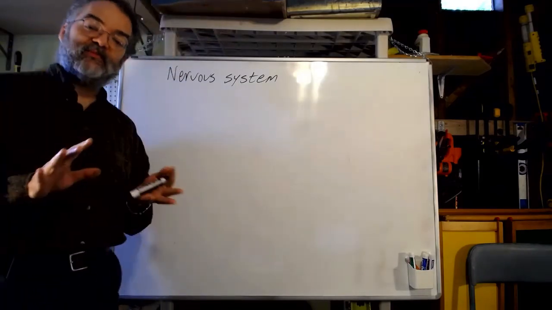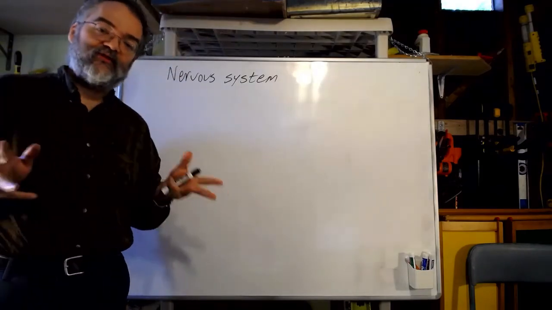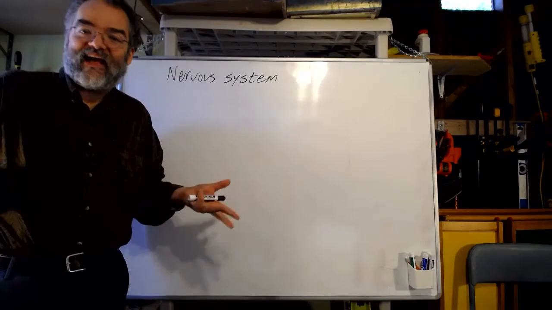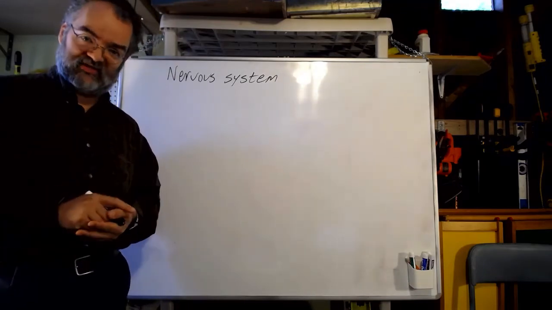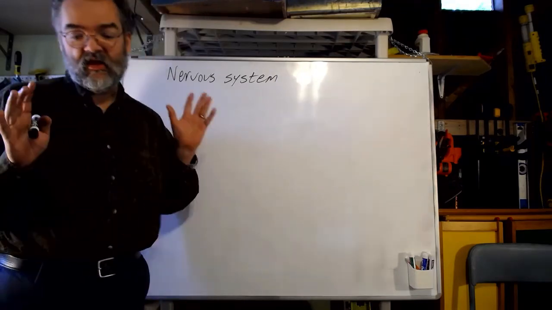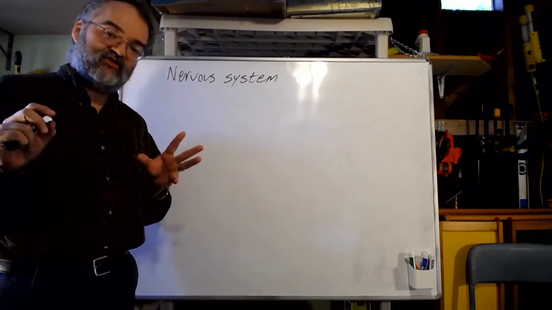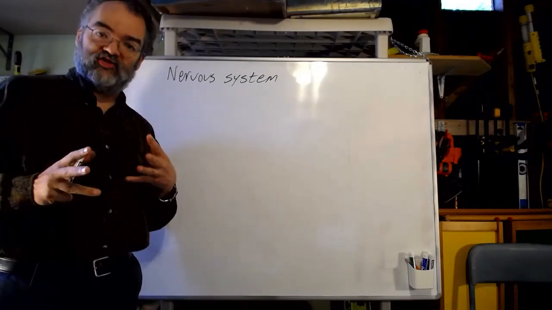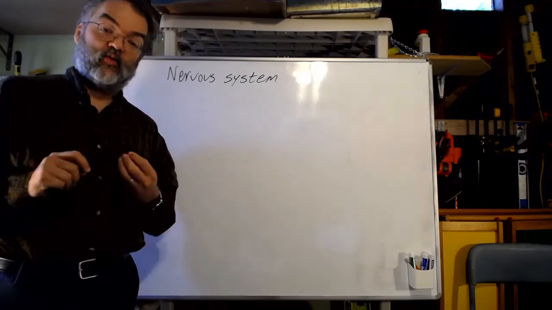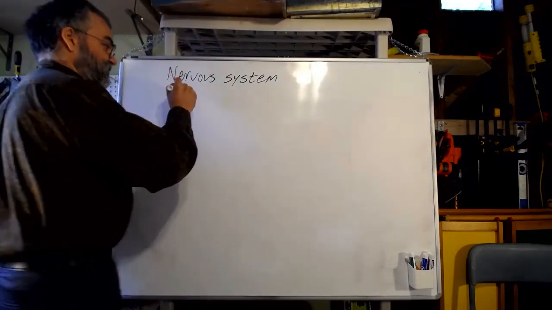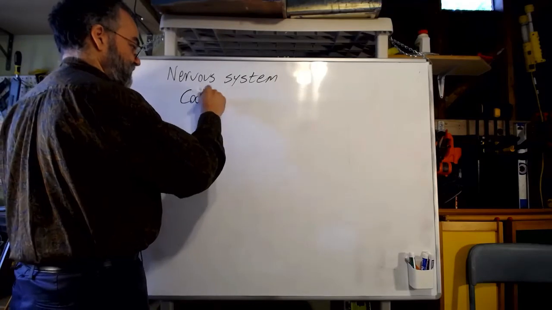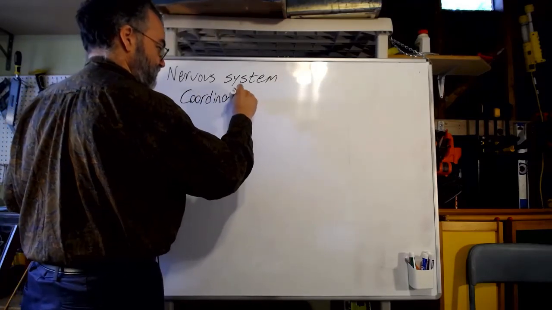So let's start by talking about what it is that the nervous system does. Why do we have it? What's it for? What purpose does it serve in our body? Now, one of the main things is that we often need to get signals to coordinate functioning of the body. A lot of that coordination comes through the nervous system. So, coordinating body function.